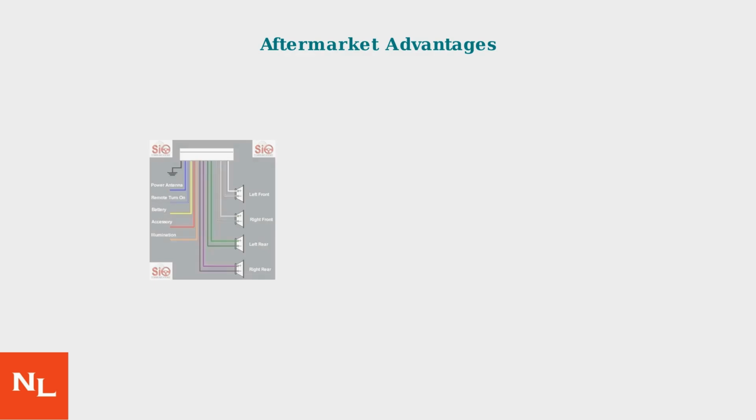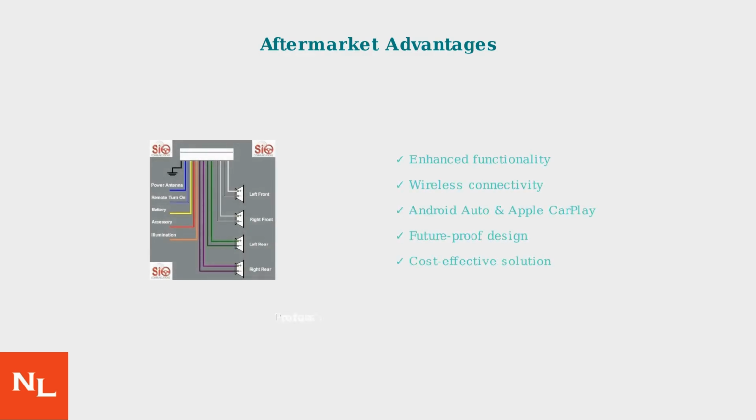Aftermarket infotainment systems provide enhanced functionality, including wireless connectivity, Android Auto, Apple CarPlay, and future-proof designs. They're increasingly popular as OEM parts become harder to find and more expensive for aging vehicles.